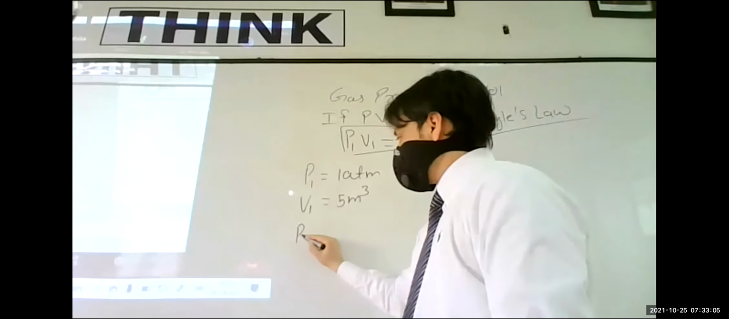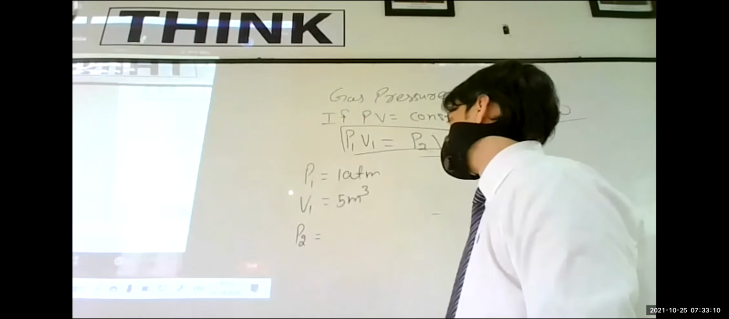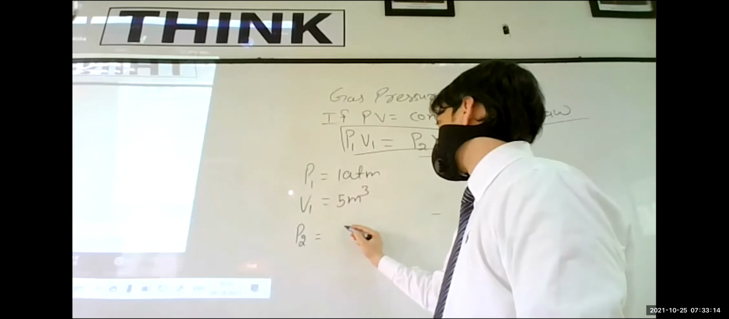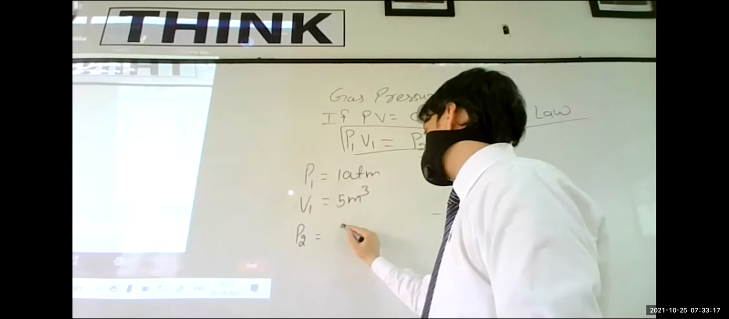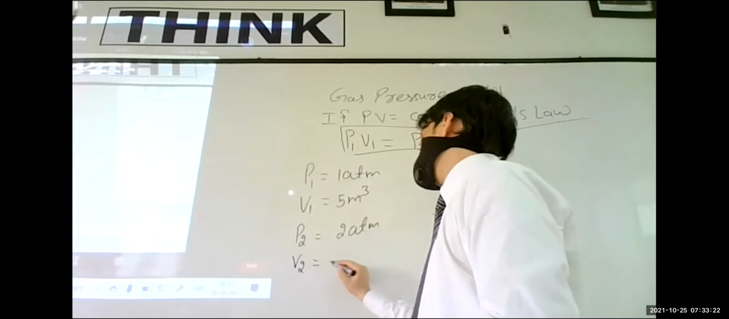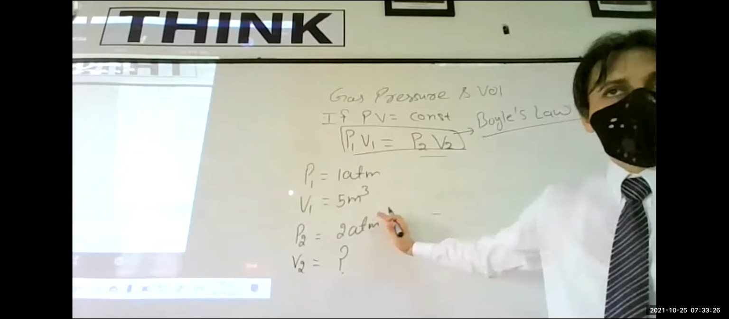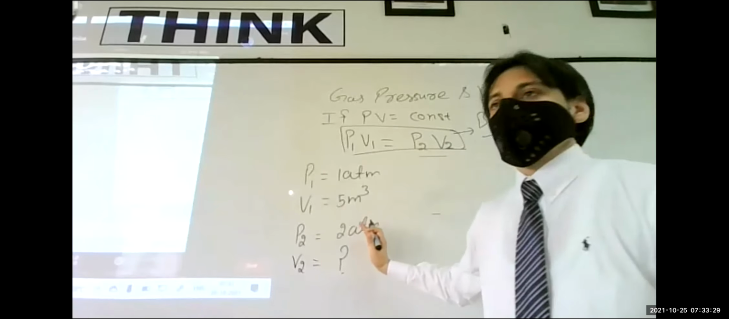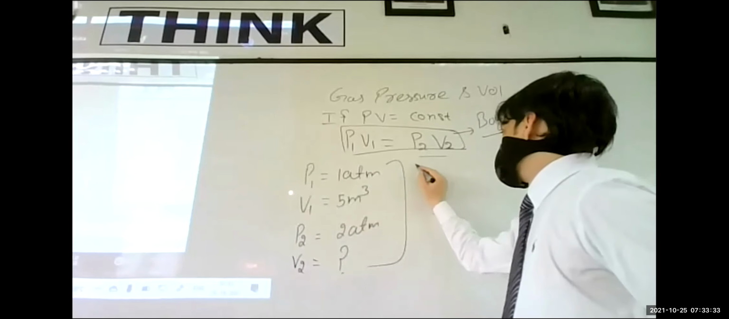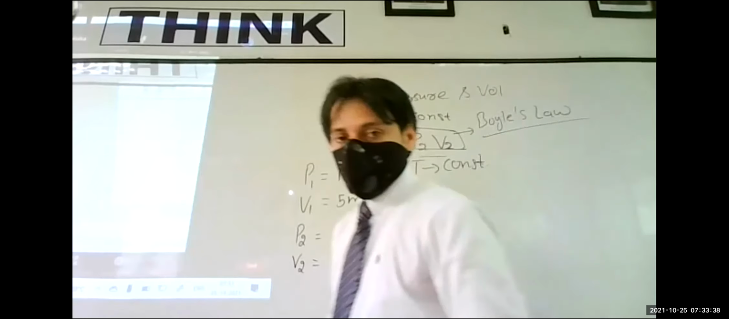Suppose the final pressure is also given. Let me double this pressure, 2 atm. So you need to calculate the volume V2. What will be the final volume? Please take your time, children. You have to calculate V2. Remember, this entire information is given by maintaining the temperature constant.